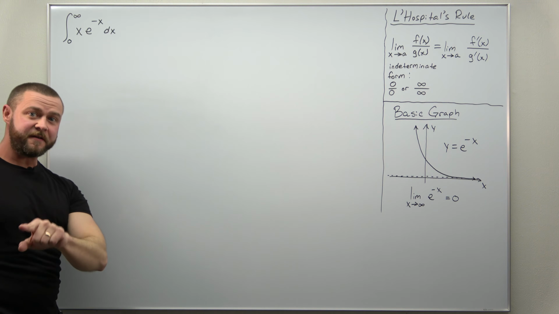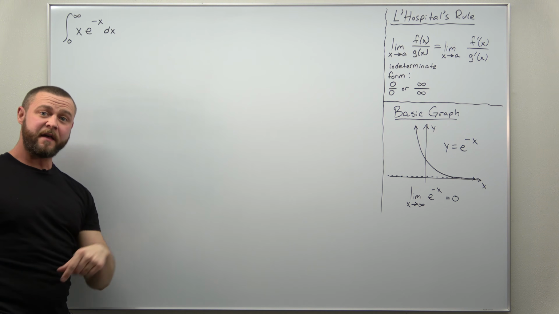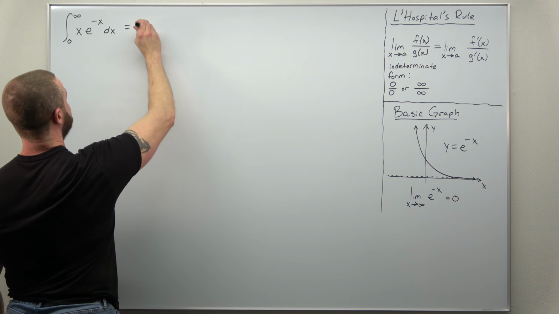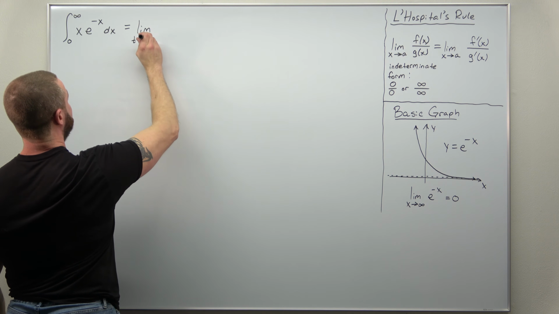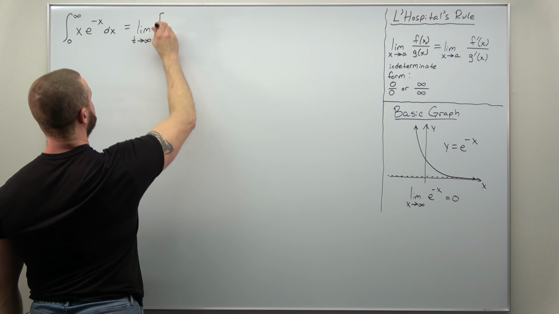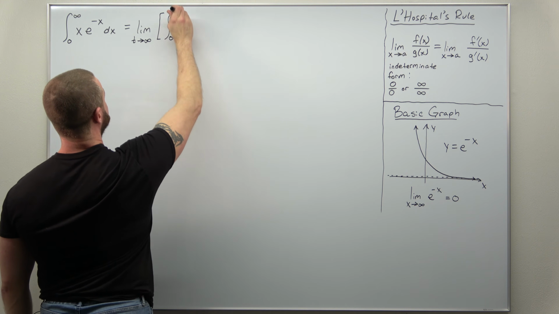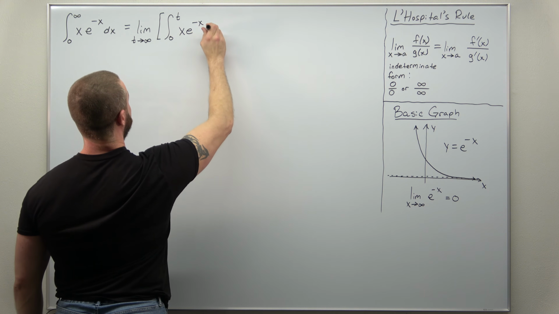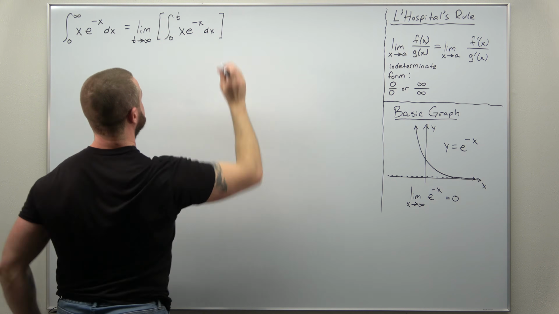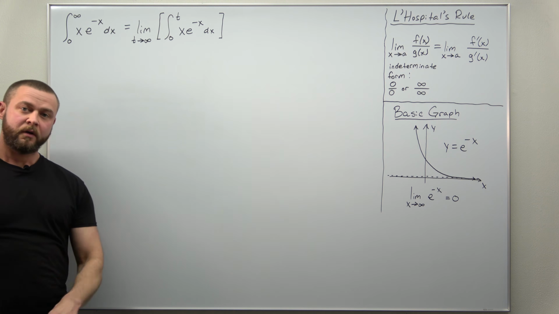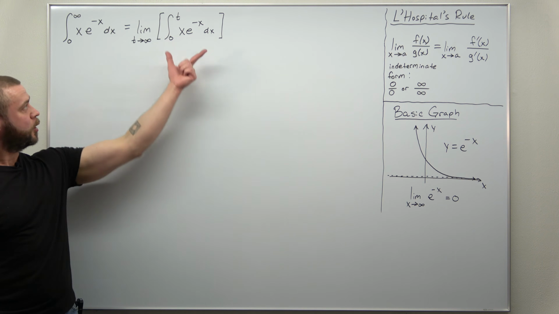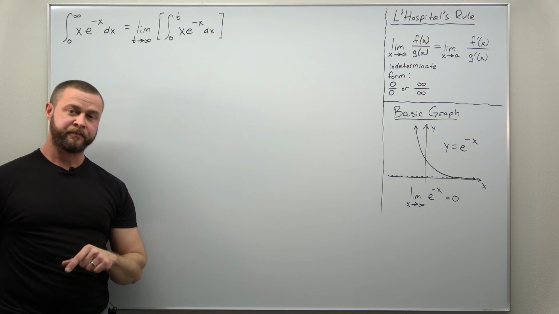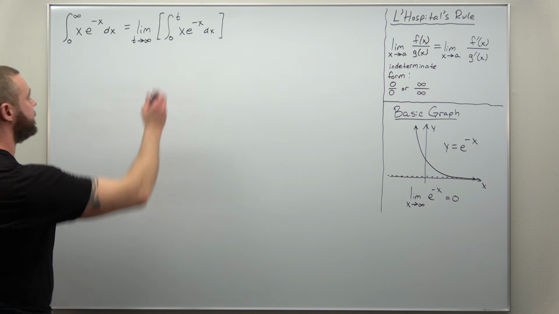We're going to replace the infinity with a variable t, and then take a limit as t approaches infinity. So step one, let's set this up. A limit as t approaches infinity, and then we evaluate the integral from 0 to t of x times e to the negative x dx. All right, first step from here, always evaluate your integral and then take a limit. So let's go ahead and do that.